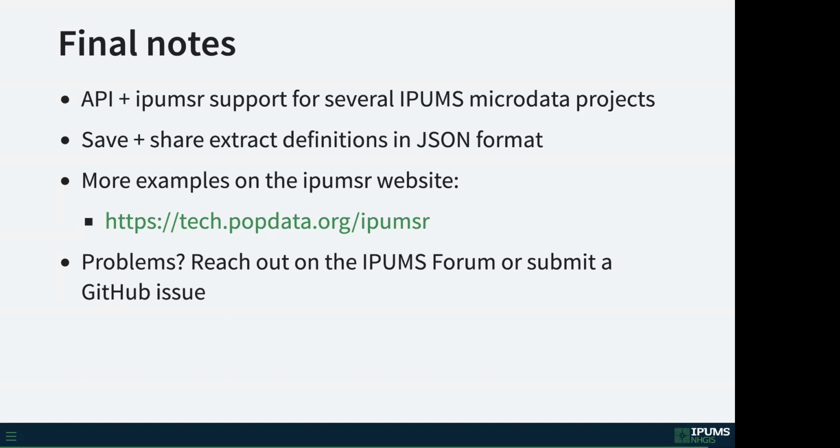And then you can also save and share extract definitions in JSON format. So this is nice if you want to sort of save a stable version of your extract definition in a separate file, which you can then load back into R if you need. And we have plenty more examples on the package website. So the link is here, and I'll include some more links at the end.